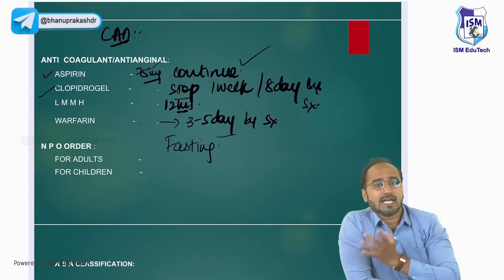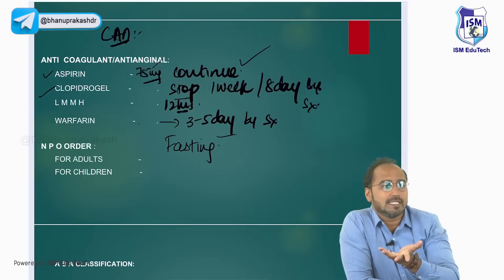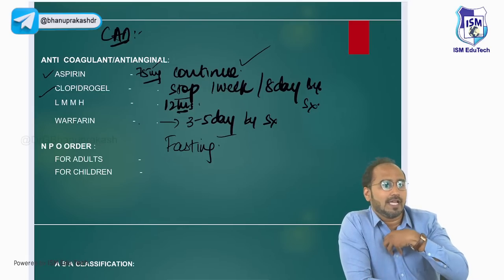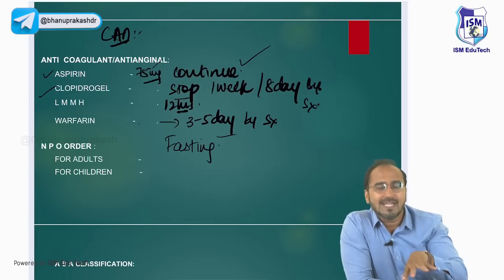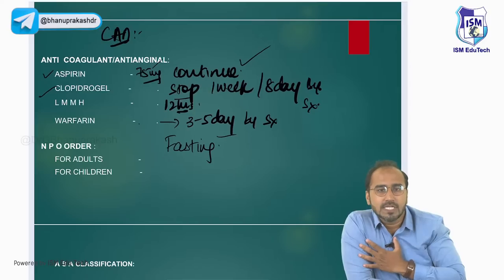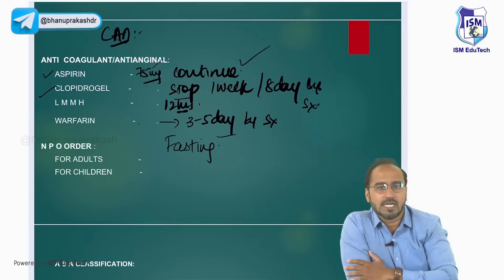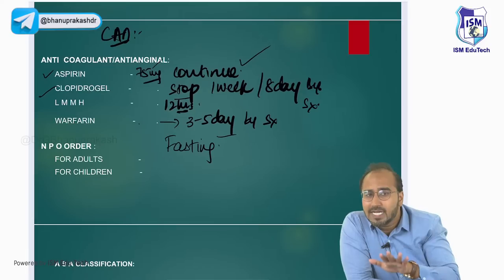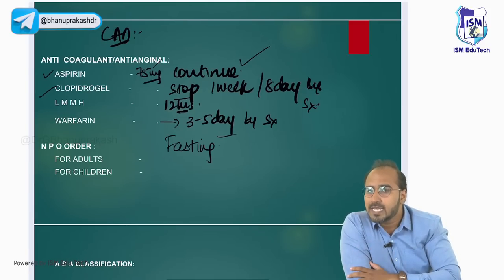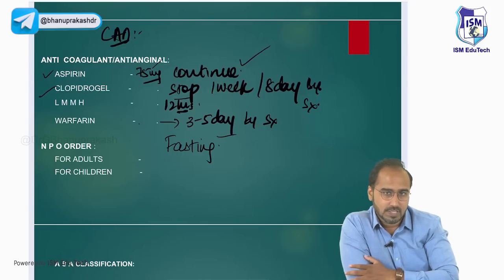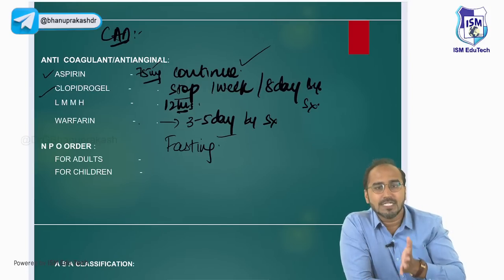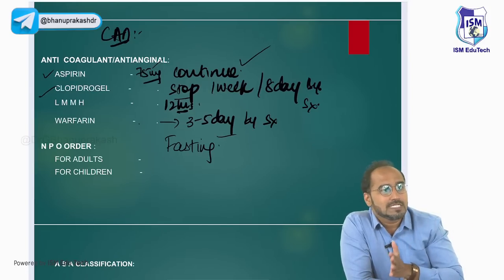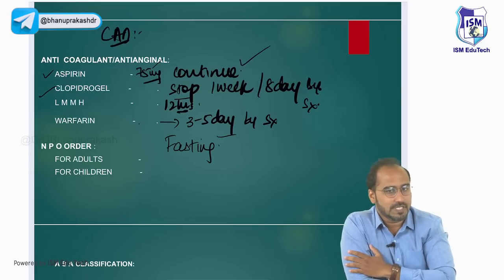Very good. Because if the patient has a full stomach, what will happen during surgery? The stomach contents will come up the esophagus, go into the trachea, and the patient will aspirate. In order to prevent that aspiration, we tell the patient to be in a fasting state. So how many hours of fasting is mandatory for an adult? 6 to 8 hours. An adult will be on solid food, which could be chicken, paneer, anything. Adult on solid food, 6 to 8 hours.